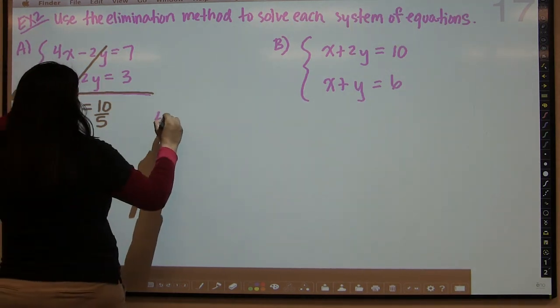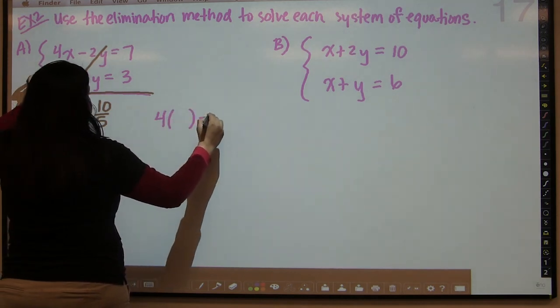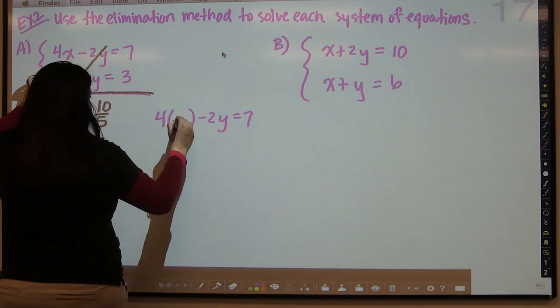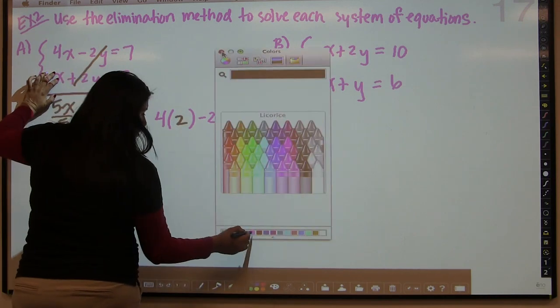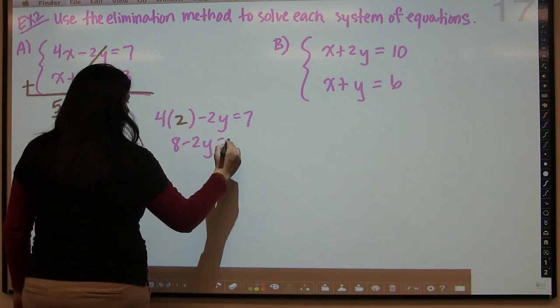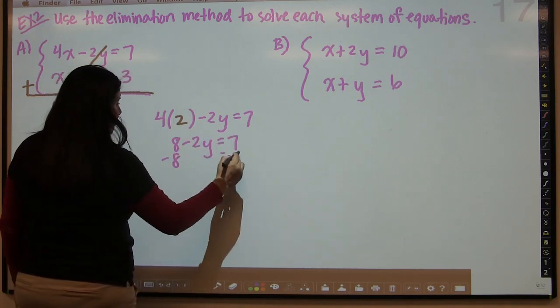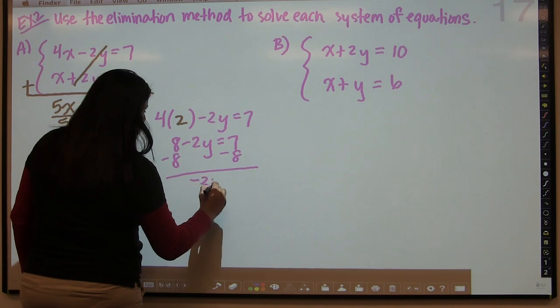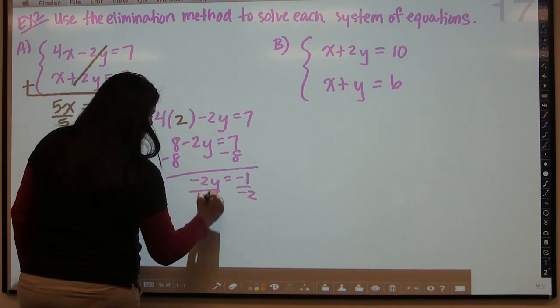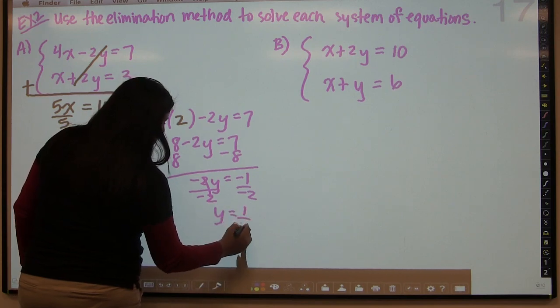So I'm going to say 4 times x minus 2y equals 7. Since we know that x is 2, we are going to now solve. 4 times 2 is 8, minus 2y equals 7. Subtract the 8 from both sides. Negative 2y equals negative 1. Divide by negative 2, and y will equal positive 1/2.